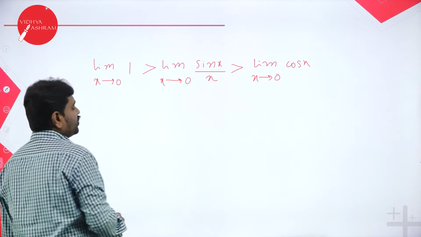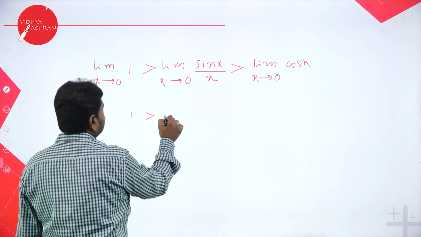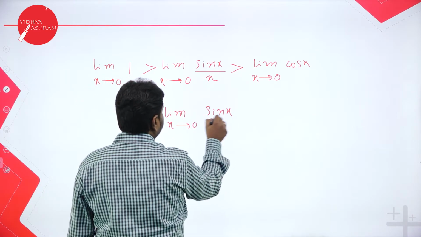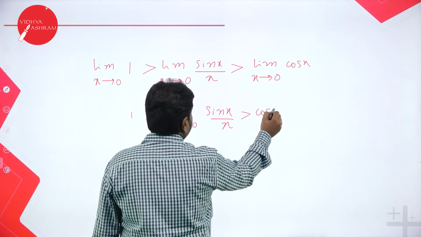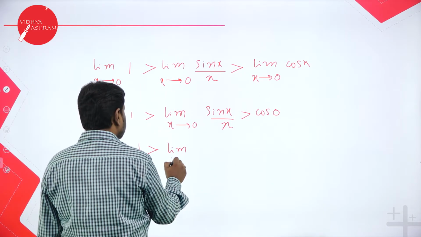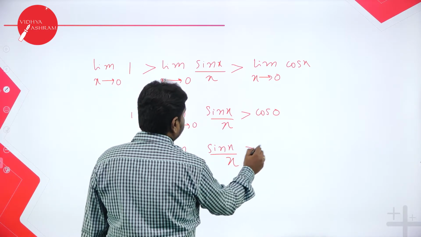Now limit x tends to 0 of 1 means 1, the limit of a constant is 1. For this middle one we can't apply it, let it be limit x tends to 0 sin x by x. This is cos 0. In the place of x put 0. Again this will become 1 greater than limit x tends to 0 sin x by x, which is greater than 1.